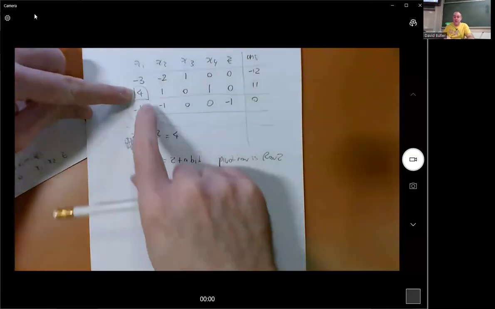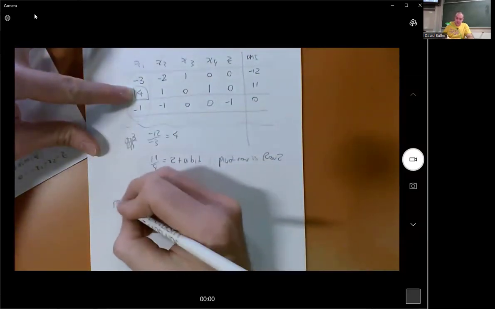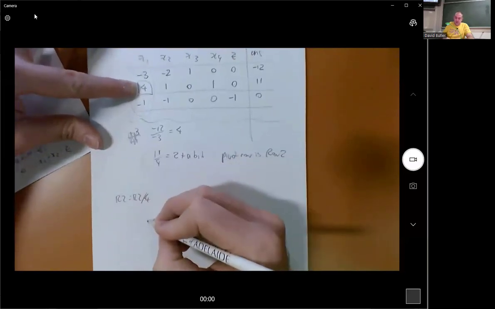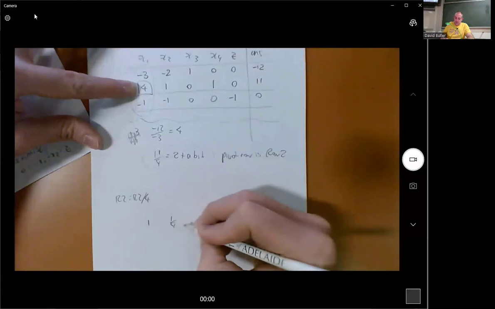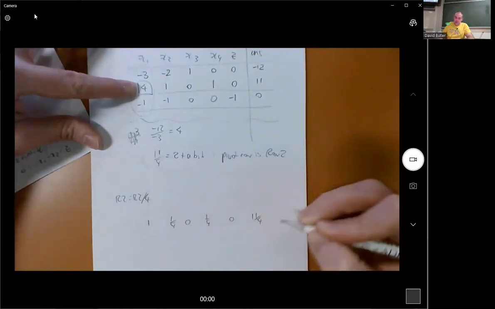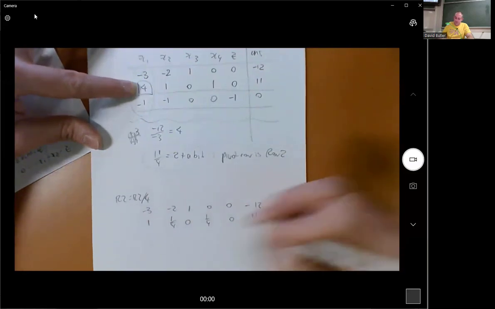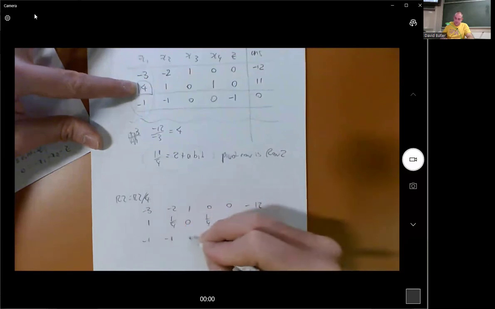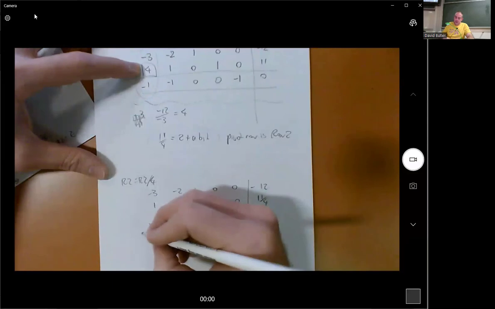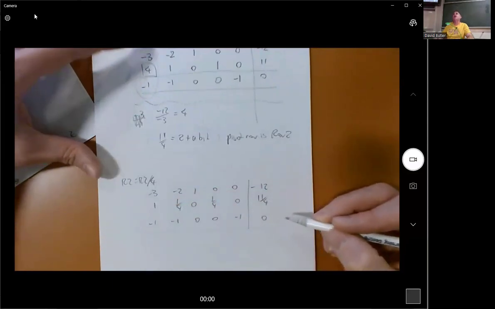And so now you put a 1 here. So we go this divided by this. So we're going to go row 2 is row 2 divided by 4. And we're going to get 1, 1/4, 0, 1/4, 0, whatever 11 quarters is. And this is still -3, 2, 1, 0, 0, -12. And then you need that to be positive so that when you add it on here, it gets bigger. Oh, so cool.